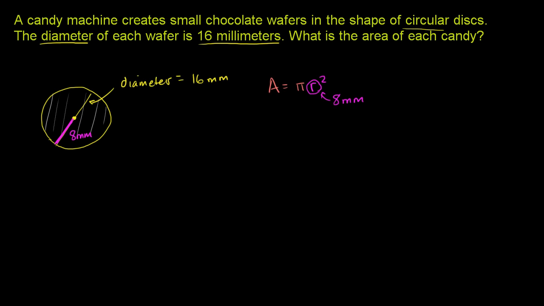So the area is going to be equal to pi times 8 millimeters squared, which would be 64 square millimeters. And typically this is written with pi after the 64. So you might often see it as this is equal to 64 pi millimeters squared.